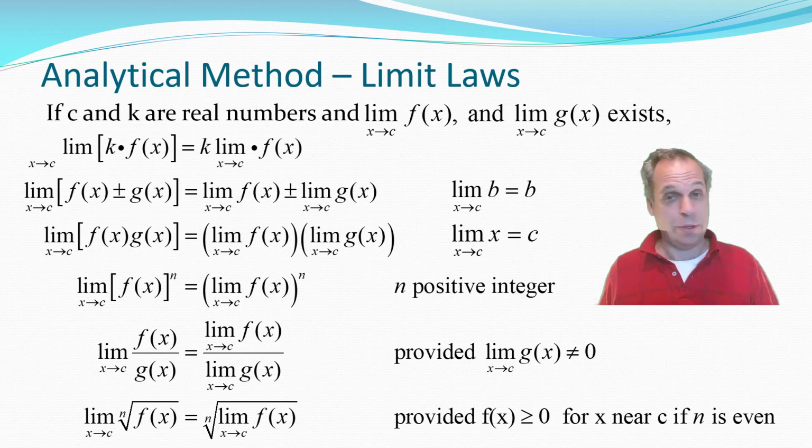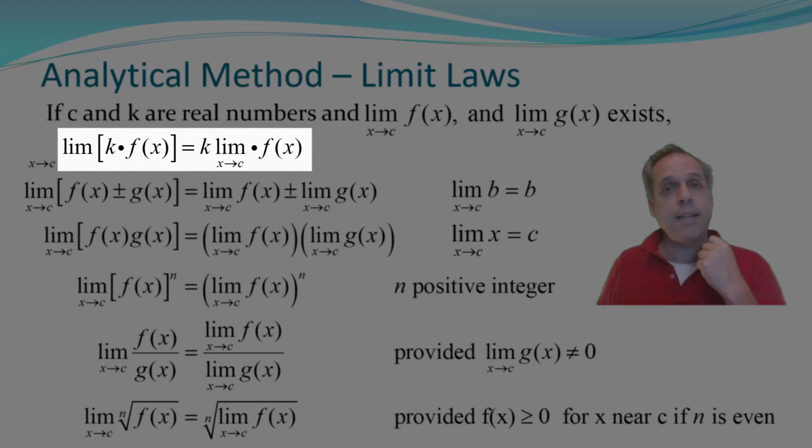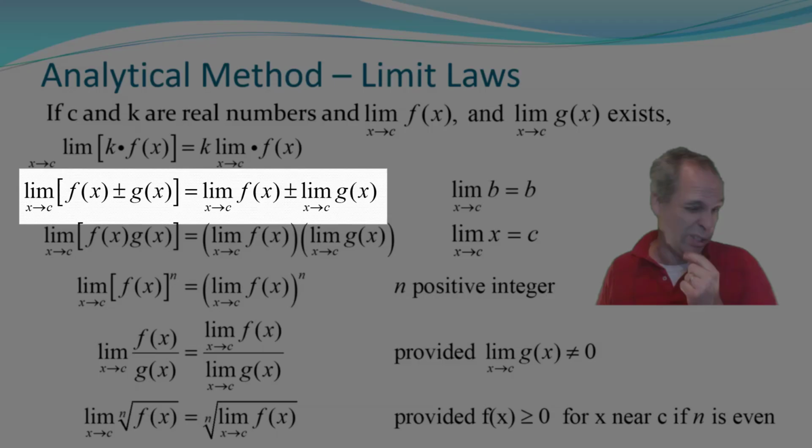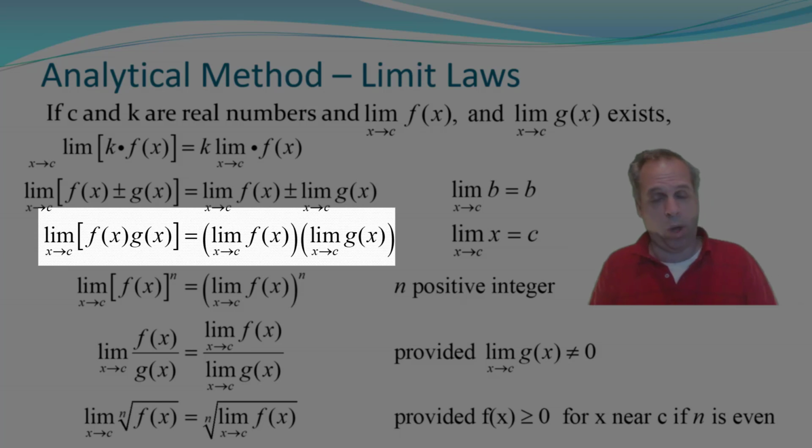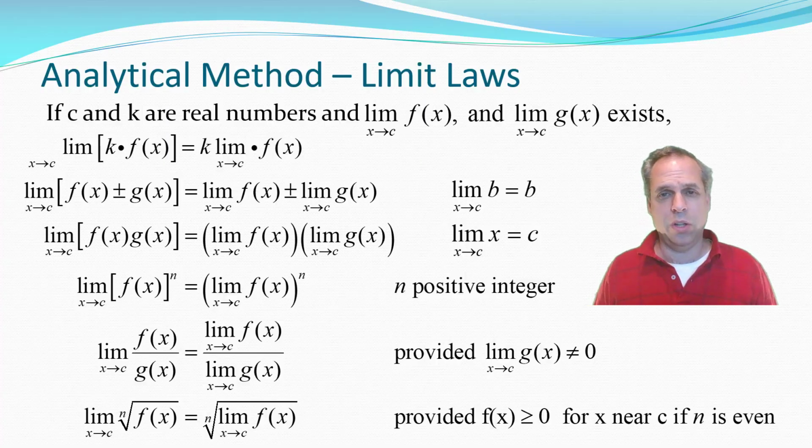The first one that you see right there is that the limit of a constant times a function is the constant times the limit. The second one is that the limit of a sum or difference is the sum or difference of limits. And then you have the limit of a product is the product of limits, and so on. In all these limit laws, it basically says all you have to do is push the limit operator through the operation that you see in the function, and then just take one limit and turn it into smaller limits.